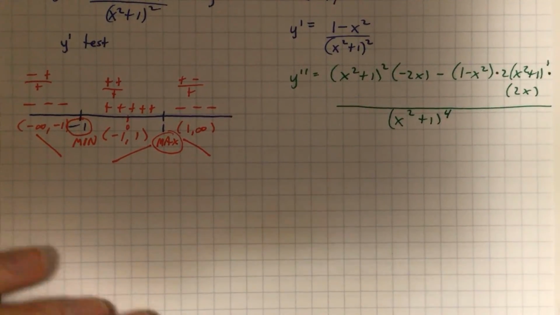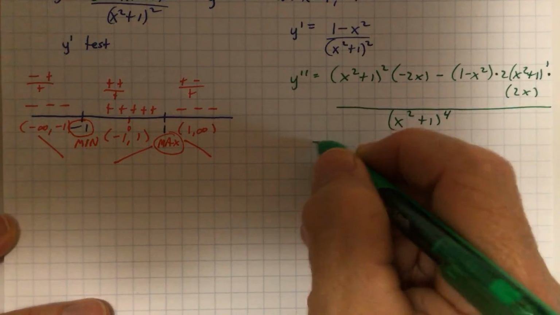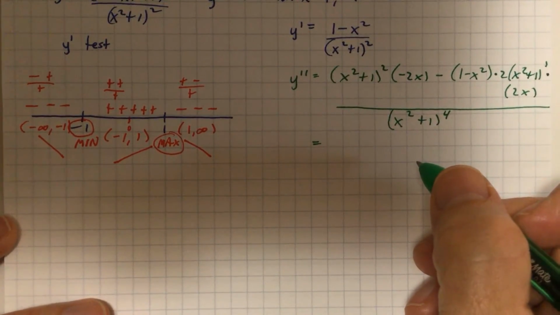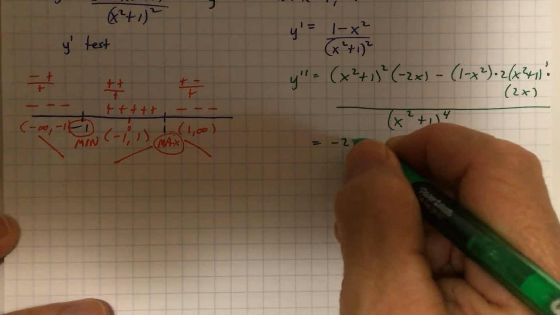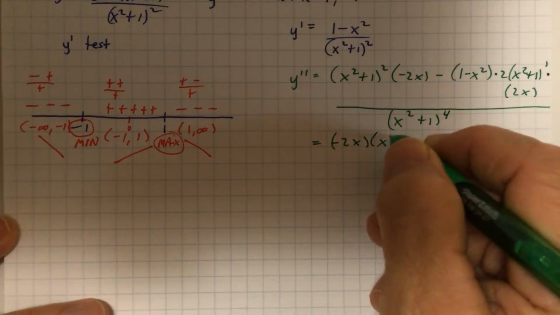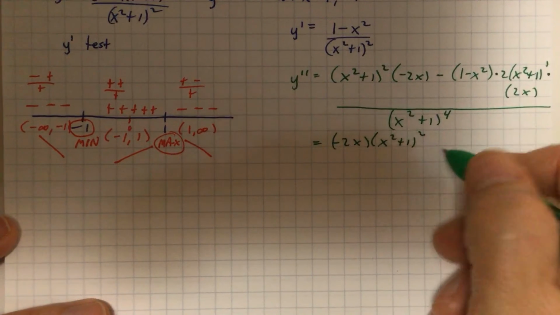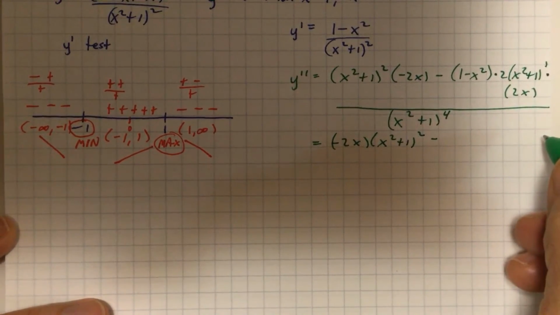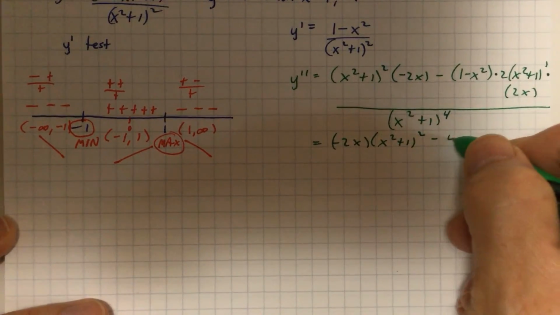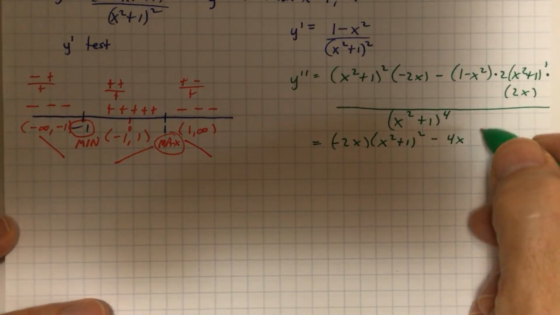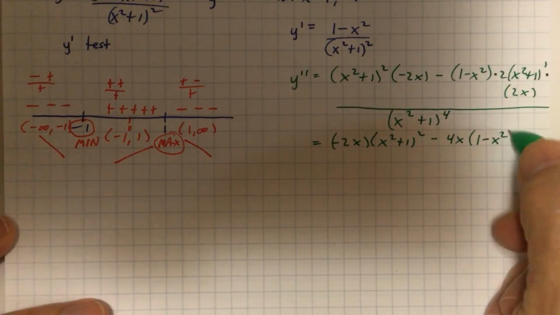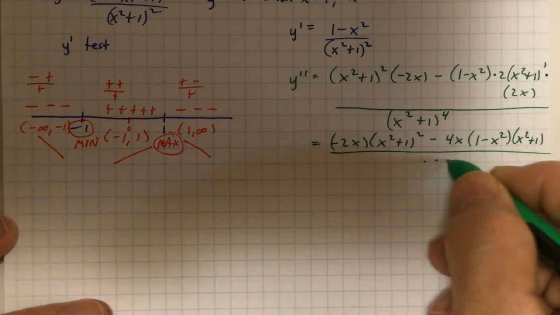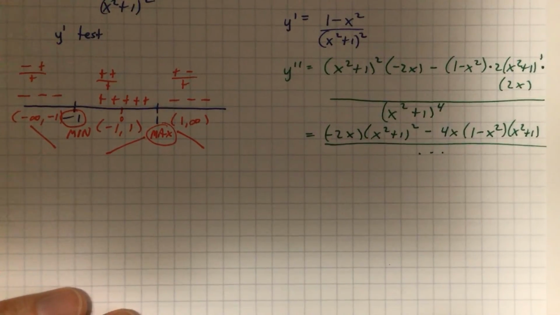So we're getting a little bit complicated here, but not too bad. Let's simplify the numerator, let's do this first. Let's not multiply it out. Let's do x squared plus 1 squared there, and we have minus 4x times 1 minus x squared times x squared plus 1. And that's all over, let's just do dot, dot, dot for the denominator there.